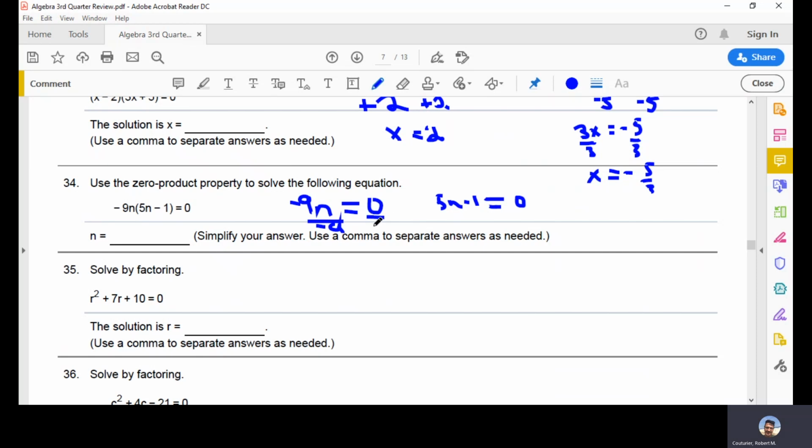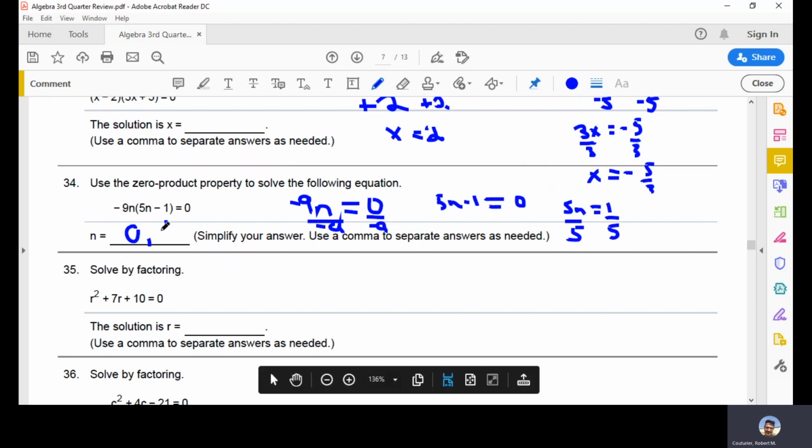And somebody will go and tell me, oh, there's no solution here, Mr. C. No. Guys, it's okay to have a 0 in the numerator. In your calculator, 0 divided by anything is 0. You only have a problem when the 0 is in the denominator. So 0 divided by negative 9 is 0. There is one answer. And then you add 1 to both sides. And you have 5n equals 1. Then you divide by 5 to isolate your variable. And so n is going to equal 1/5.